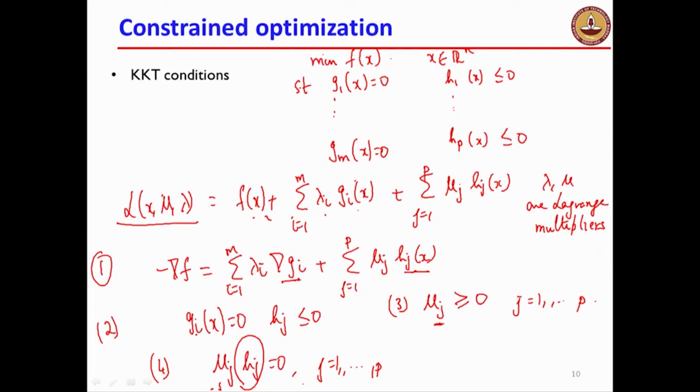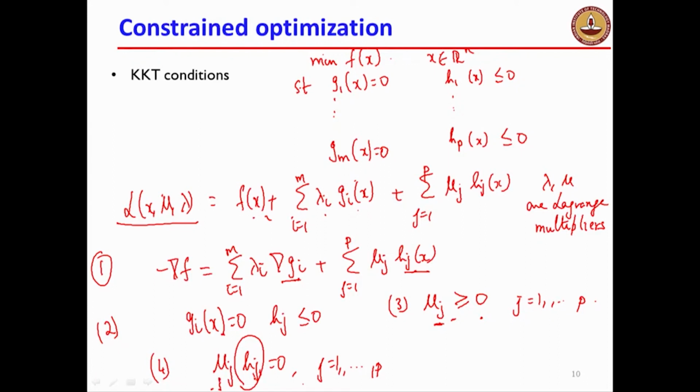All the points should be feasible, which means the equality constraint should be satisfied exactly, all the g should be equal to 0, all the h should be less than or equal to 0. The third condition is that the Lagrange multipliers corresponding to the inequality constraints are non-negative, all the mu's are non-negative. The fourth condition is the complementarity condition, which says if the inequality constraint is inactive, mu has to be equal to 0.